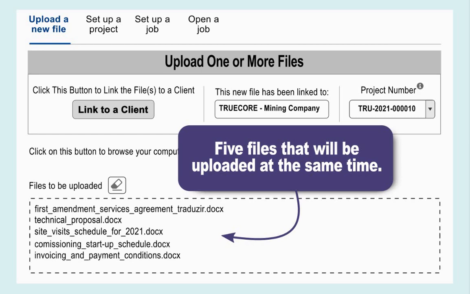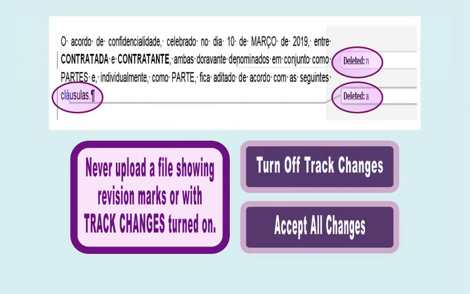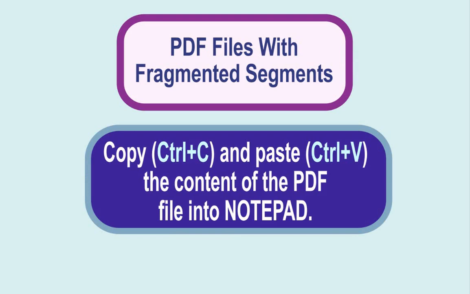Before we wrap this up, I want to give you a heads up about a couple of things. 1. Never upload a file showing revision marks or with track changes turned on. Make sure to turn off track changes and accept all changes first. 2. Some PDF files are generated with a type of formatting that leaves fragmented segments. If this happens, here's what you do.